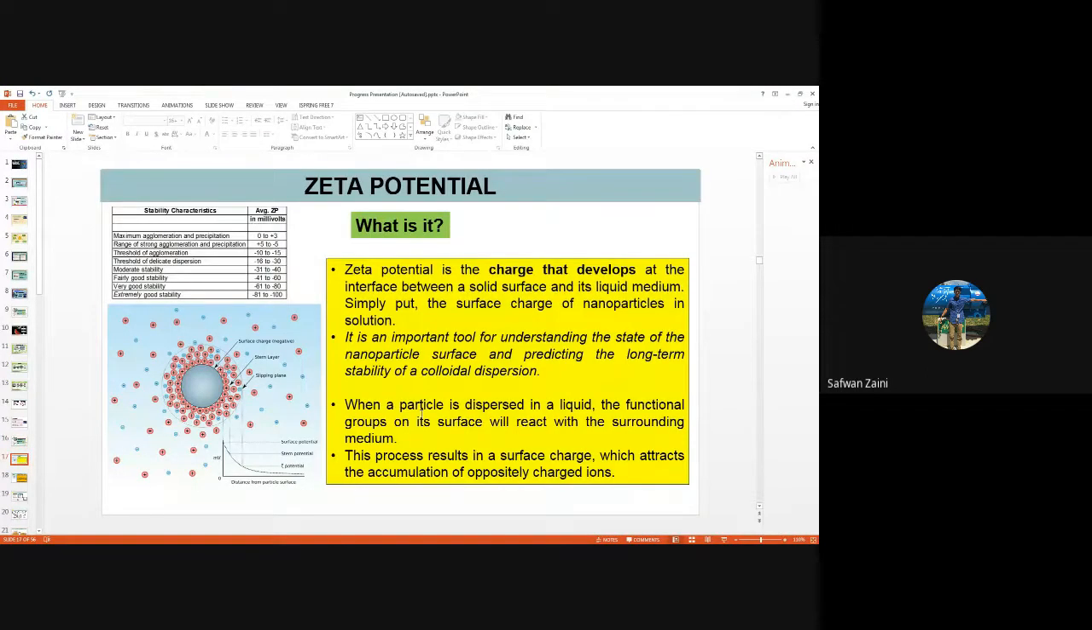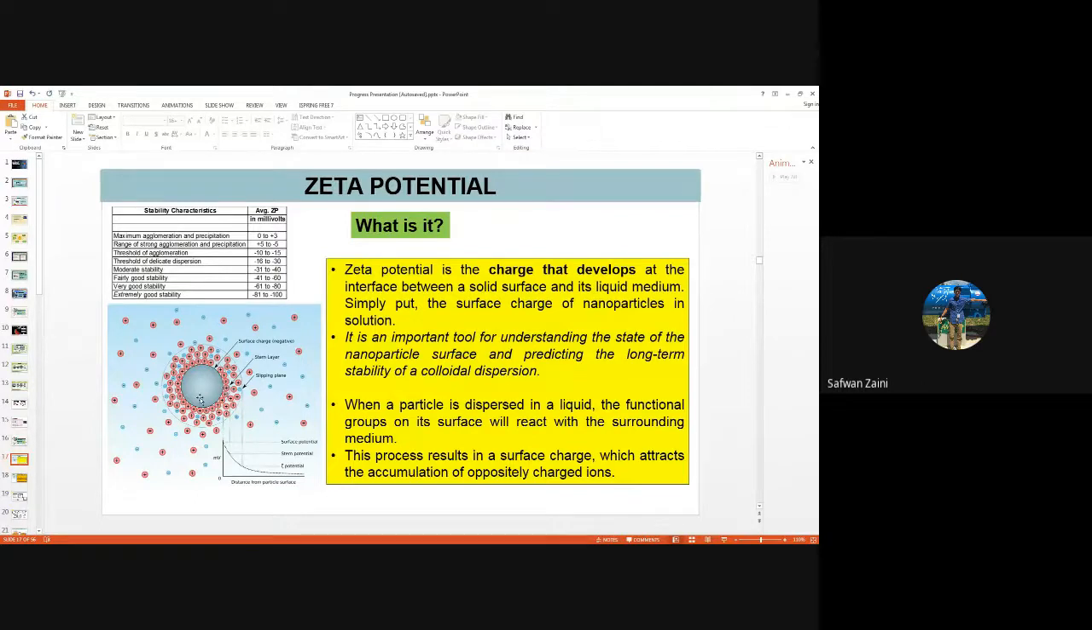So in this research, the main characterization to study stability is by zeta potential. Zeta potential is actually the charge that develops at the interface between the solid surface and its liquid medium. Simply put, it is the surface charge of a nanoparticle in solution. In the diagram, the outer layer of positive counter ions is first attached to the negatively charged particle, forming a layer we call the Stern layer, which is the first layer.